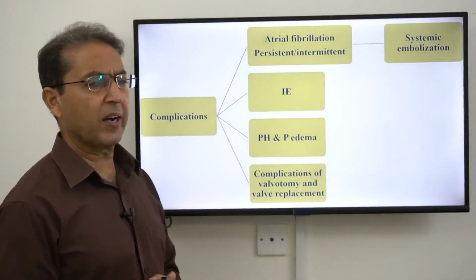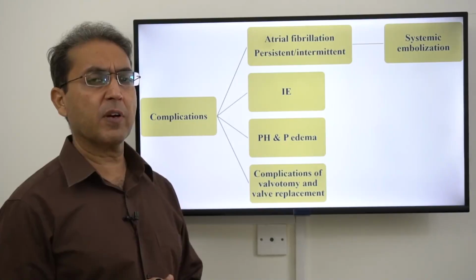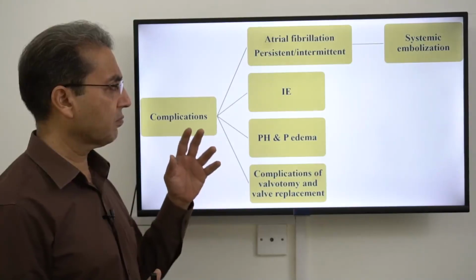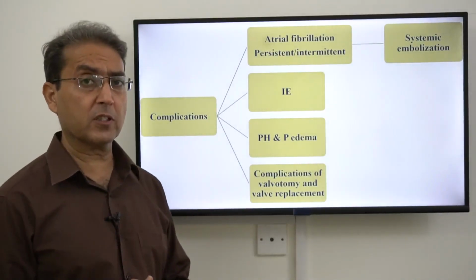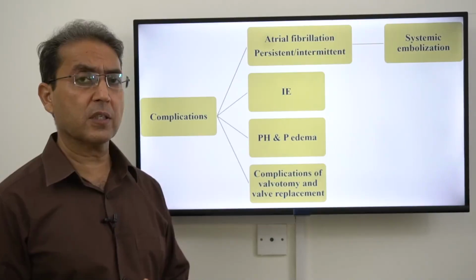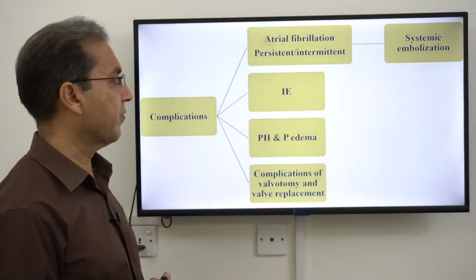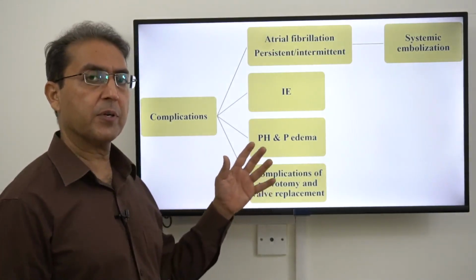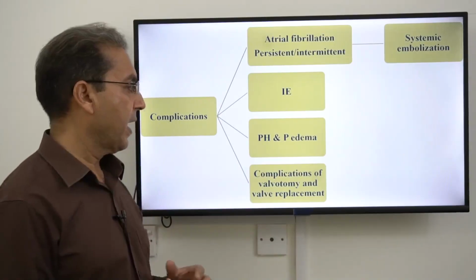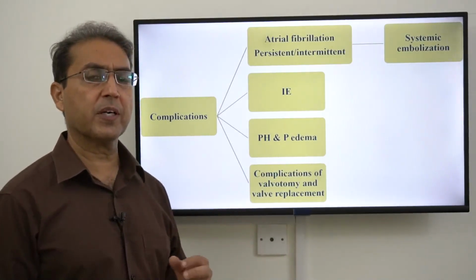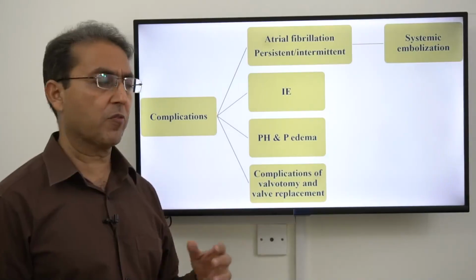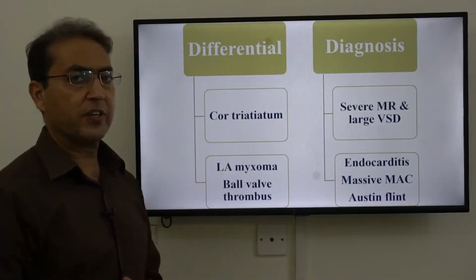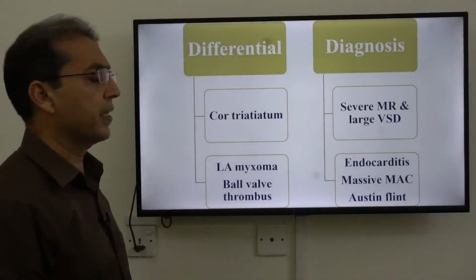Then infective endocarditis. A pure mitral valve lesion is a less likely candidate for infective endocarditis. If it is associated with mitral regurgitation, then there is a high risk for developing infective endocarditis. The patient may have pulmonary hypertension, and may also have pulmonary edema, and then if surgery is done, the patient may have complications because of valvotomy or valve replacement. Then we go to the differential diagnosis. Differential diagnosis includes cor triatriatum.